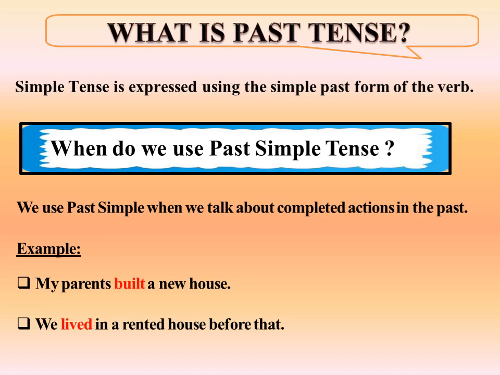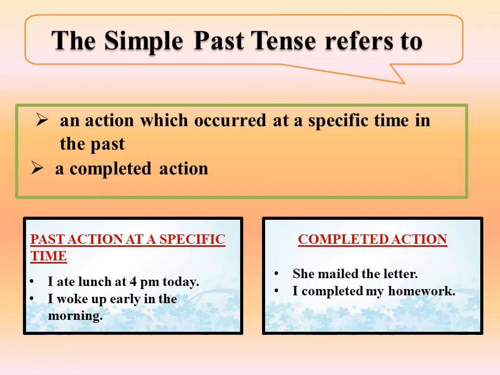We lived in a rented house before that. So, before, in what house were you living? A rented house. So, what is the word we have identified? Lived. If you take the word lived, this action is over. We have lived before.